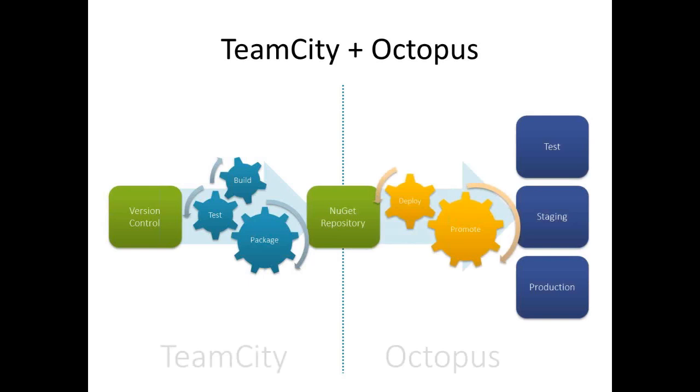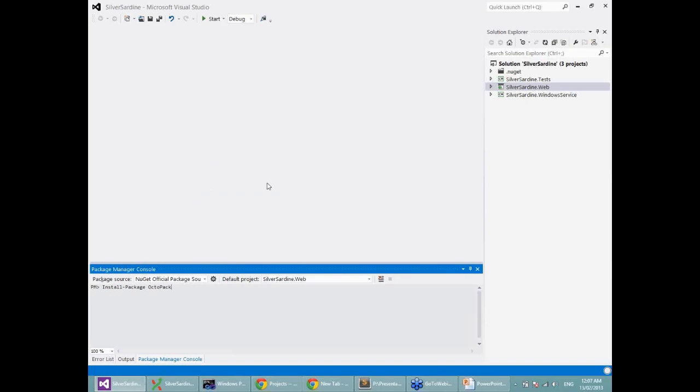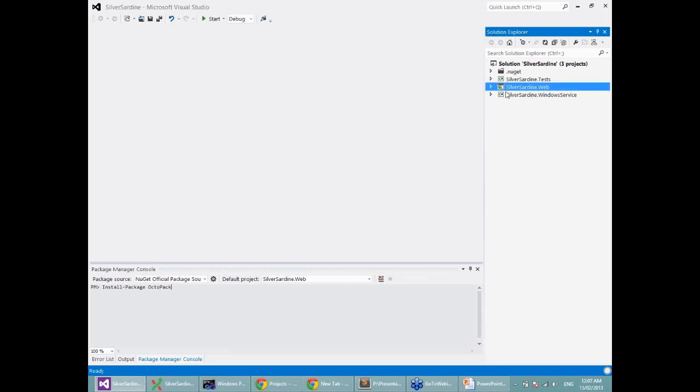So the first demo we'll look at is how do we create a NuGet package in TeamCity that we can then deploy with Octopus. So jumping to Visual Studio, I've got a solution open here which is just a sample. It has an ASP.NET MVC project and a Windows Service project. And it looks like a standard set of Visual Studio projects.